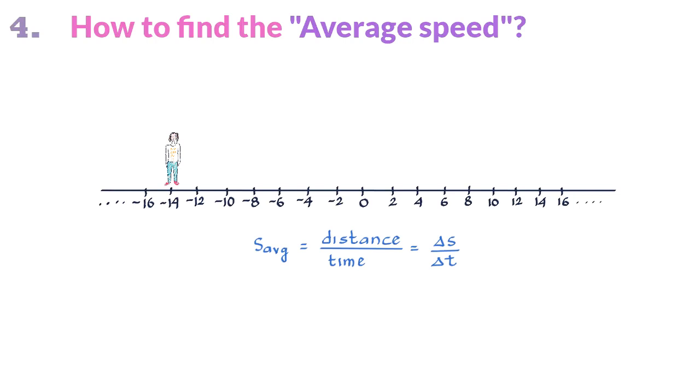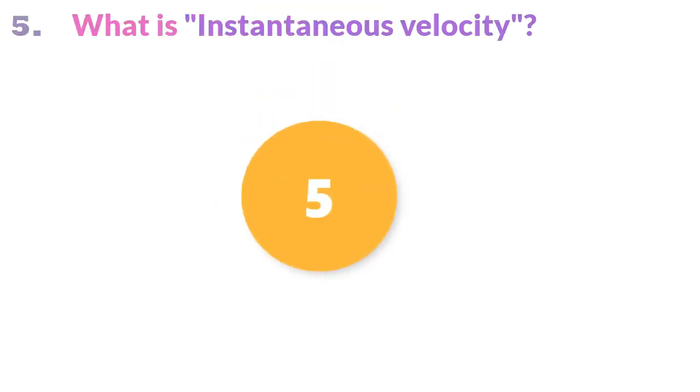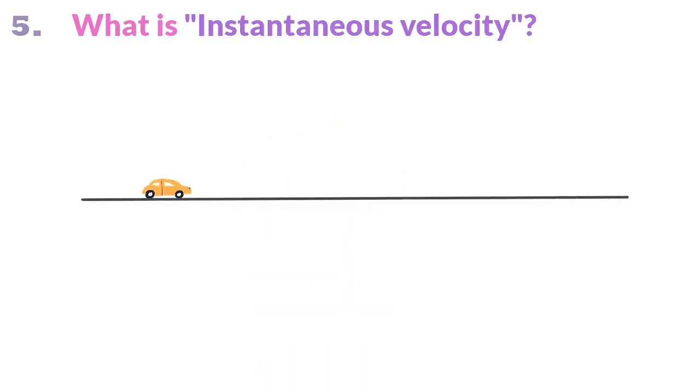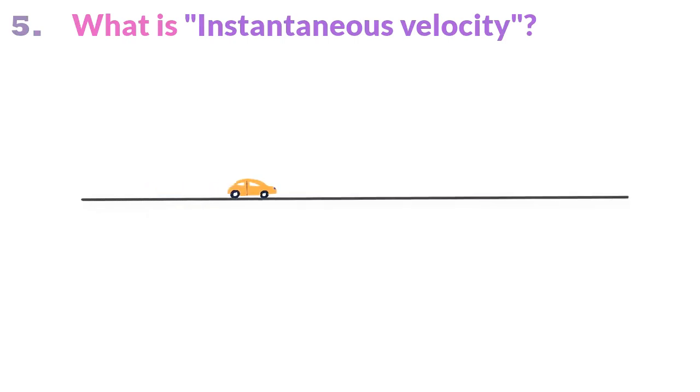So the next one is very important, and that is what is instantaneous velocity and how to find it. So instantaneous velocity is velocity of a particle at any instant of time instead of an interval of time. In fact, instant is not even a very short time interval. It is an instant of time like at t equal to 2 seconds or at t equal to 5 seconds and so on and so forth.